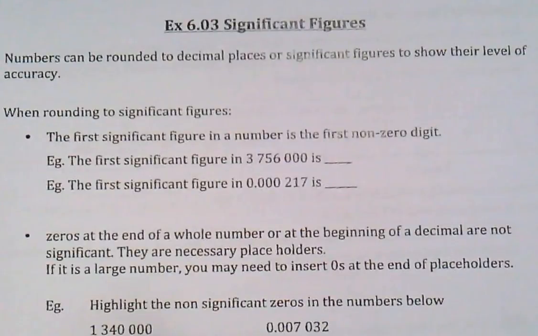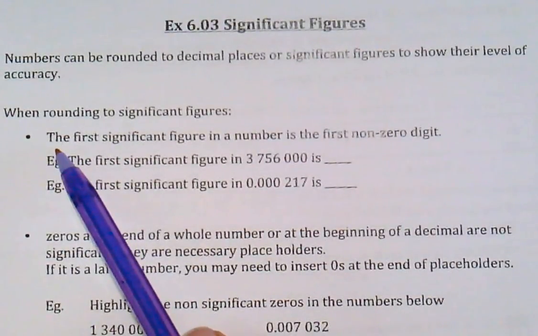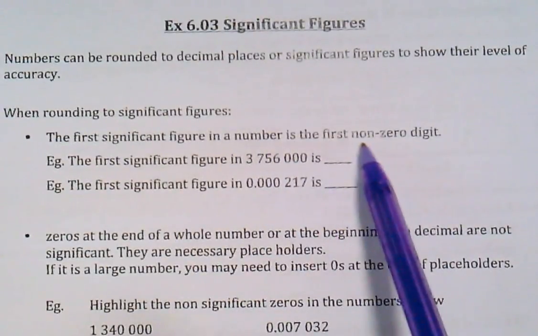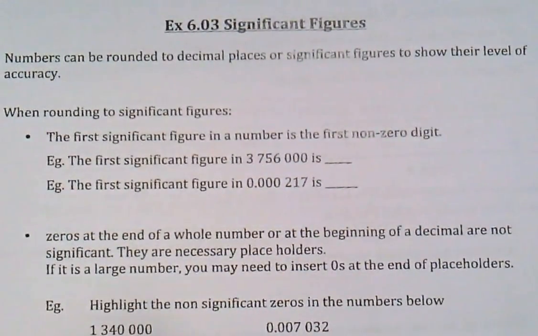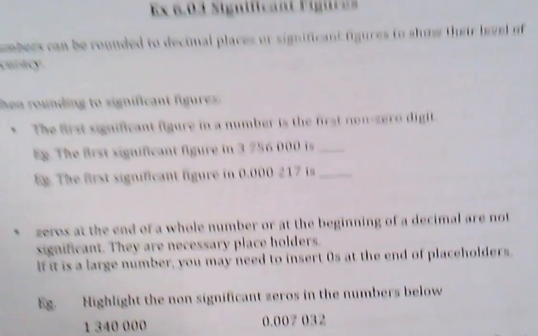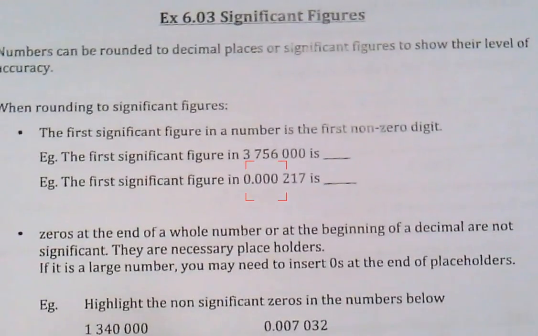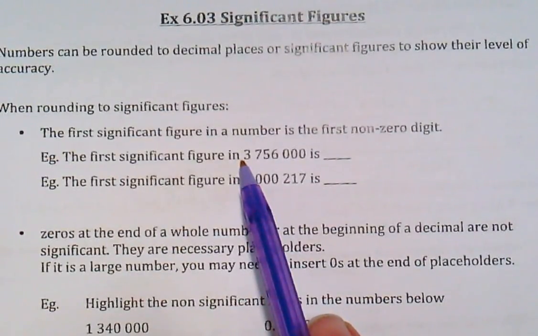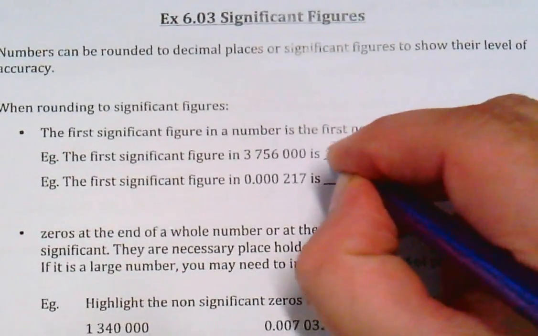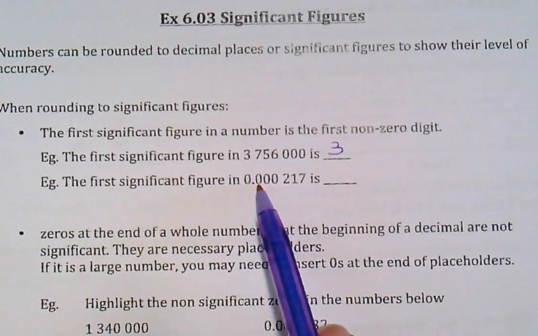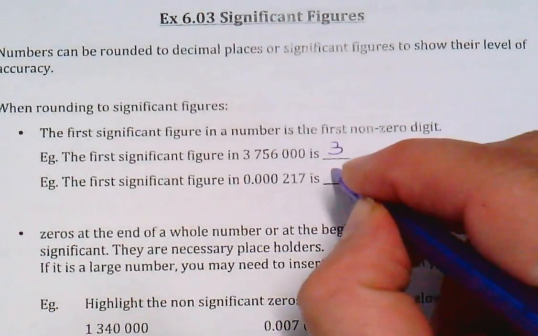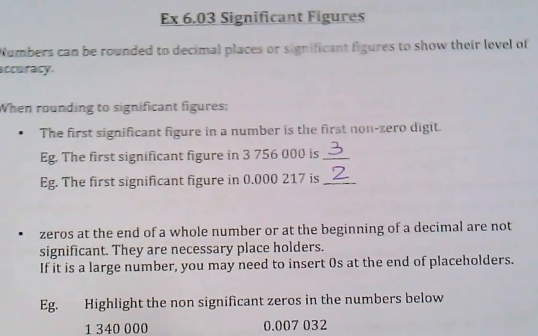There are rules for rounding to significant figures. The first rule is this. The first significant figure in a number is the first non-zero digit. So for example, what's the first significant figure in this number? 3. See these zeros? 0 is not significant. What's the first significant figure in this number? So it's the first non-zero digit.